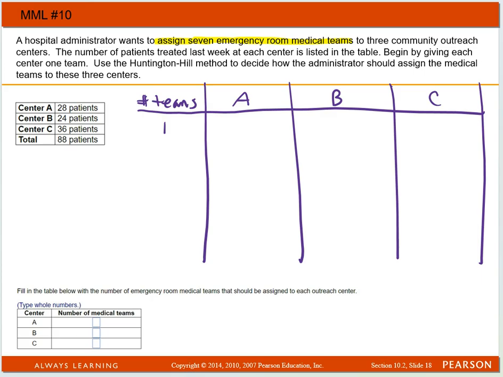So for center A, right here, they've got 28 patients. So take 28 squared and divide that by the 1 team they've been assigned times 1 plus 1, which is 2. And that gives them a Huntington-Hill number of 392.